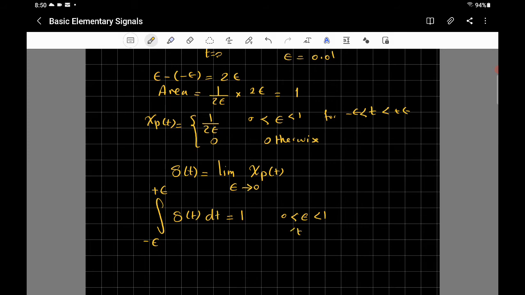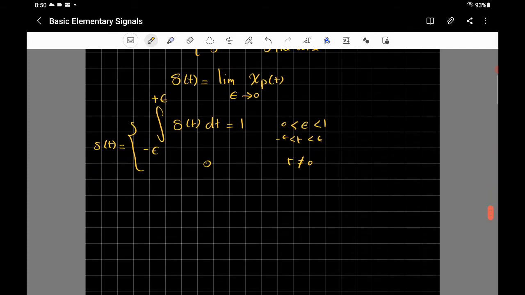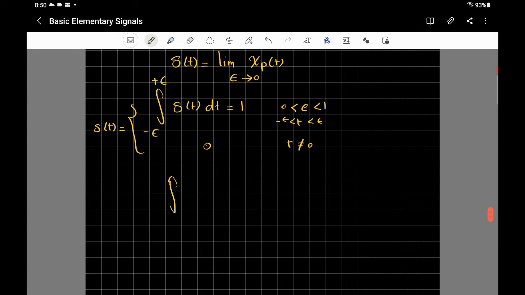And for the time between negative epsilon and a positive epsilon. But if t is not equal to 0, this is around 0, that will be equal to 0. So you can say that this is the definition of delta t after the mathematical explanation we just did. So that's very important integration. Let me just put it here. From negative epsilon to positive epsilon, delta t is equal to 1.